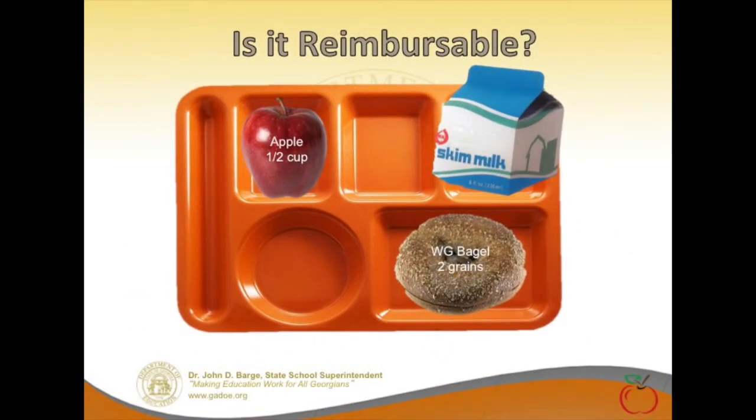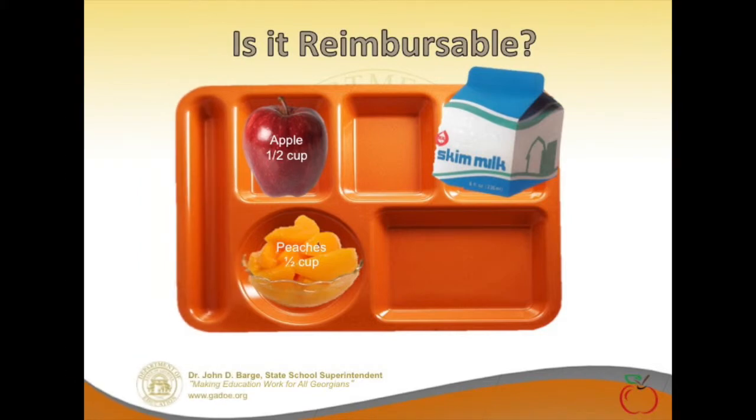Timmy now selects a whole grain bagel that counts as 2 grains and 2 food items, 1 cup of milk, and a half cup of apple. Is this reimbursable? If you said yes, then you are correct. Little Sally picks up a half a cup of peaches, a cup of skim milk, and a half cup of apple. Is this reimbursable? If you said possibly, then you are correct. It depends on the menu planner if they have counted each fruit as 2 separate food items.